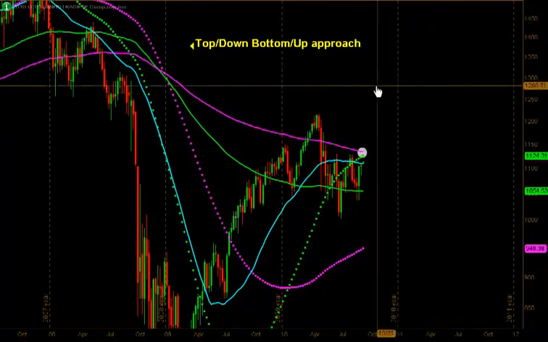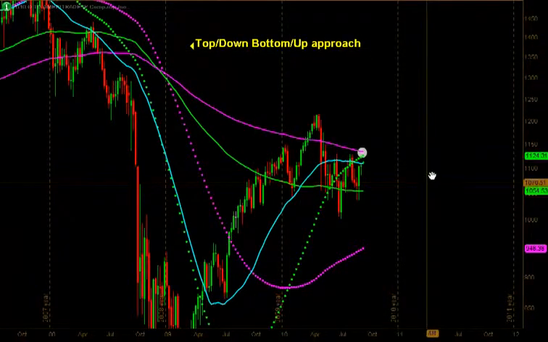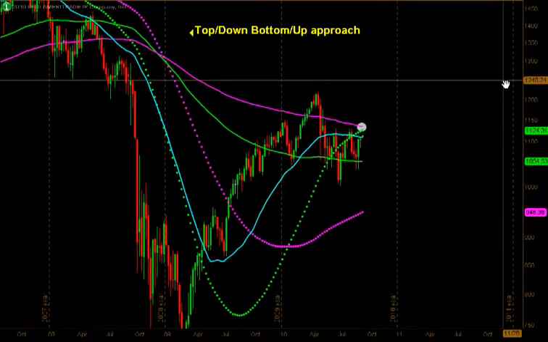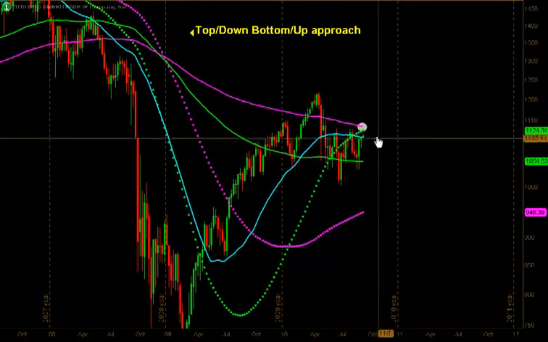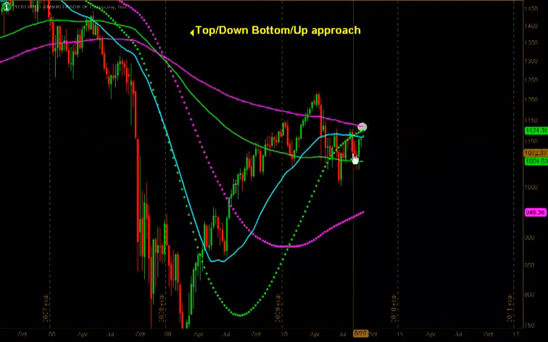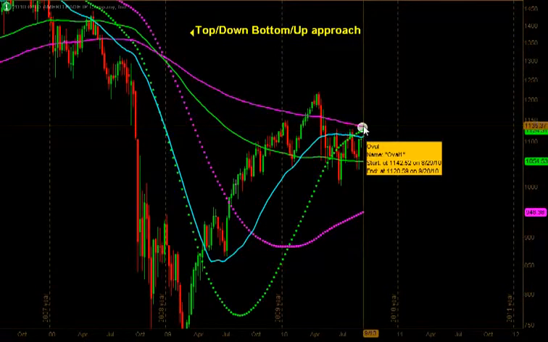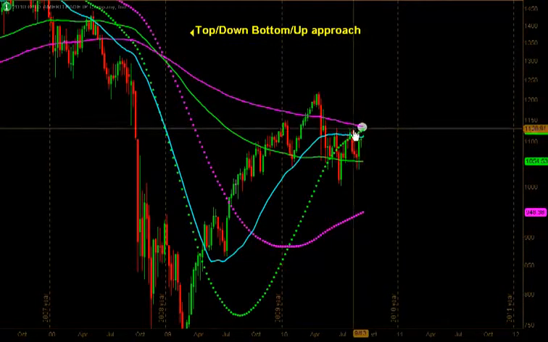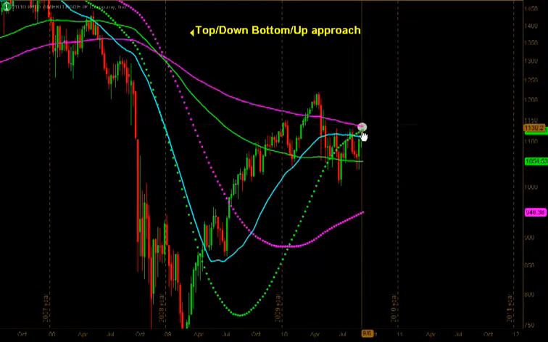So we're now going over what we teach our students, the top-down, bottom-up approach, and what that is, you're just looking at longer-term charts. If the stock or whatever you're trading is below it, these are going to be resistance areas. These ratio bands are going to be resistance. So on the weekly chart, we have resistance at 1123 and then 1135. So these would be the areas where we would anticipate some type of reversal taking place.